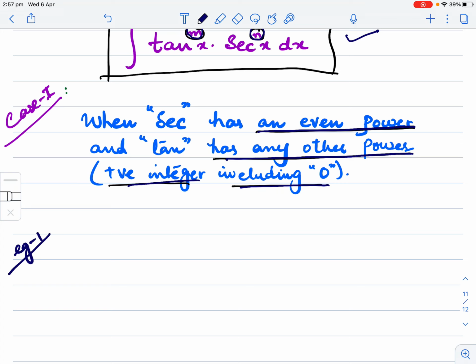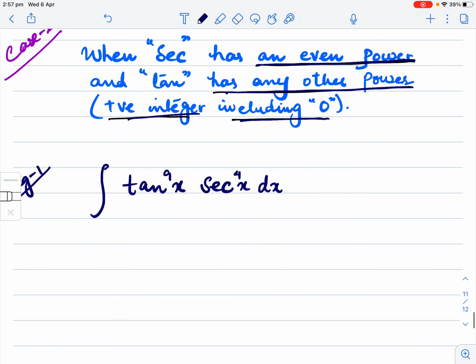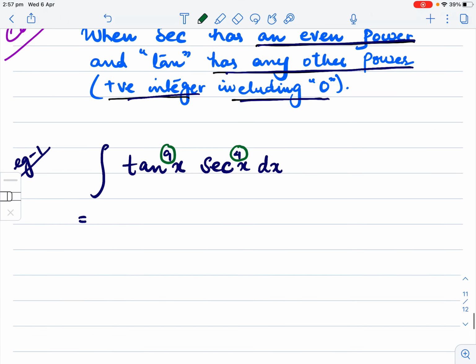So I have this example 1 for you, in which you can see the integral of tan^9 x sec^4 x dx. Right? So first we have to understand the crux idea of this type of integral. You can clearly see that sec has an even power and tan has an odd power.